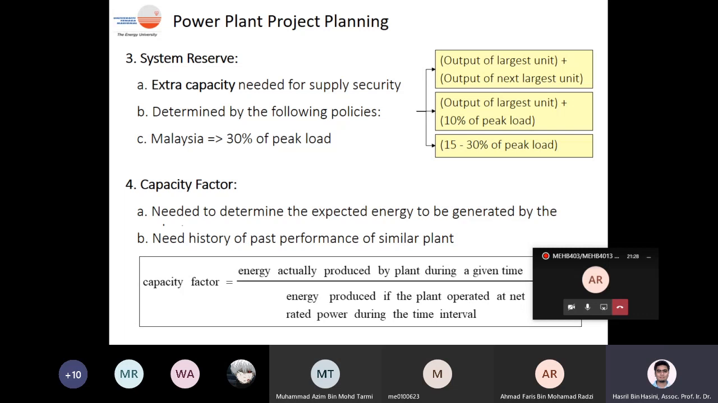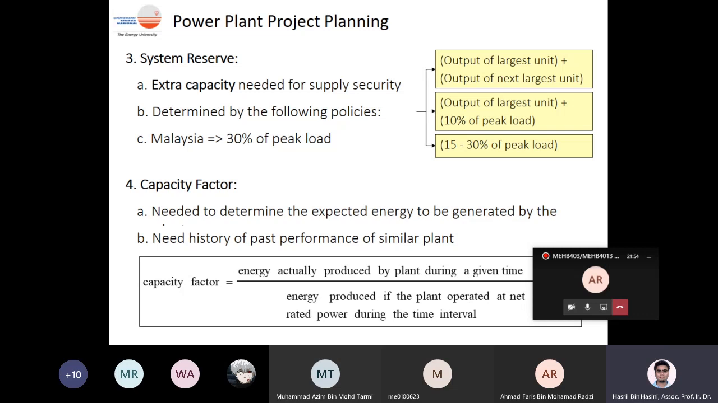So you just need to add 1,000 plus the 3,000. So you got your 4,000 megawatt as your reserve. Okay, so that could be one of the methods that we can use to determine our system reserve. The last one is the simplest one. Okay, the last one is by taking 15% to 30% of the total peaking load.